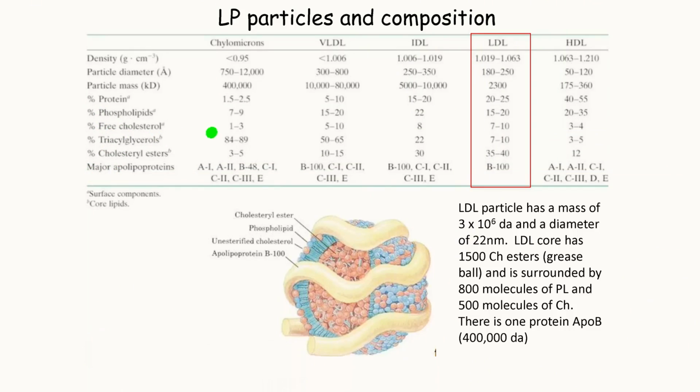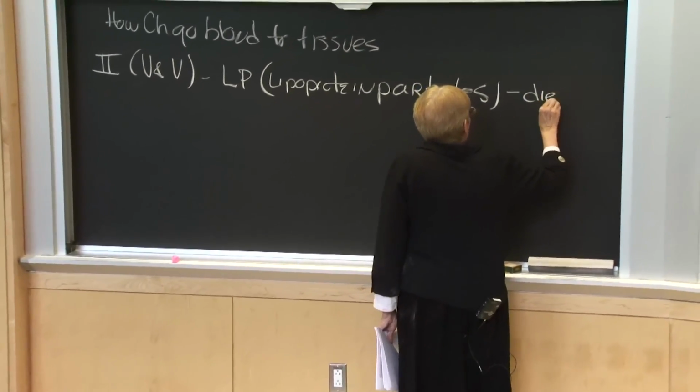So if we look at free cholesterol, we see 7 to 10%. I'm going to tell you about the structure of the lipoproteins in a minute. But most of the cholesterol is actually esterified with fatty acids, and you can see that the cholesterol esters are 35 to 40%. So if you look at the total amount of cholesterol in the LDL particles compared to all the other particles, it's much higher. Okay, so what do you see? And what do you have to worry about if you're getting this from the diet? So what would you expect to see?